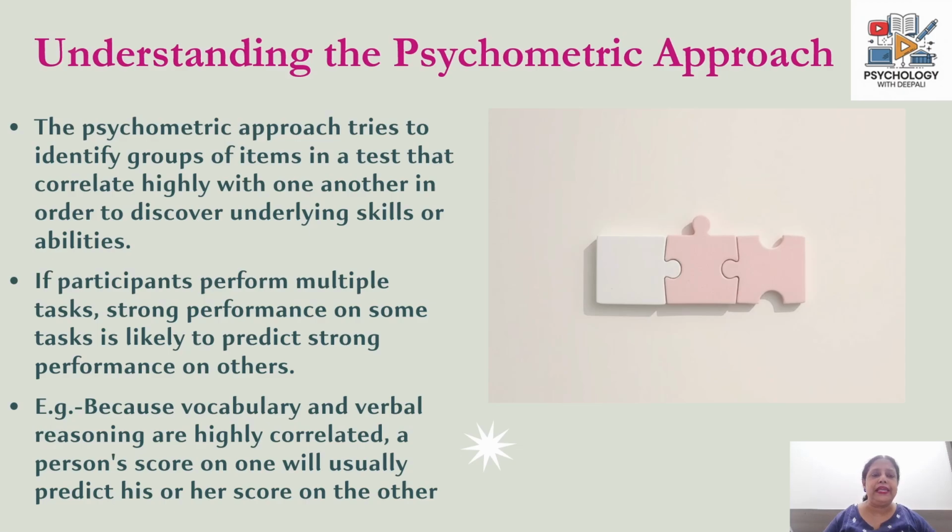So if somebody is performing well on, let's say, 5 or 6 of these items, we can predict that on the other 5 or 6 items, the person is also going to perform similarly well, because at the base of these items there are common abilities. For example, take the abilities of vocabulary and verbal reasoning. These are highly correlated. So if a person's score is high on vocabulary, we can anticipate that the person will also score high on verbal reasoning, because there is a high level of correlation between the two and something common between these two abilities.